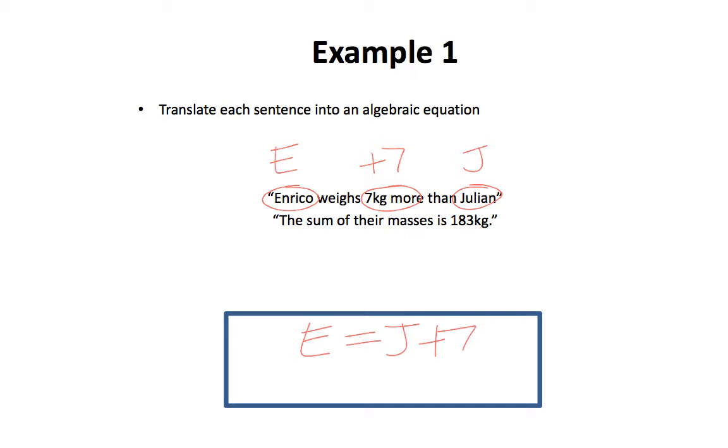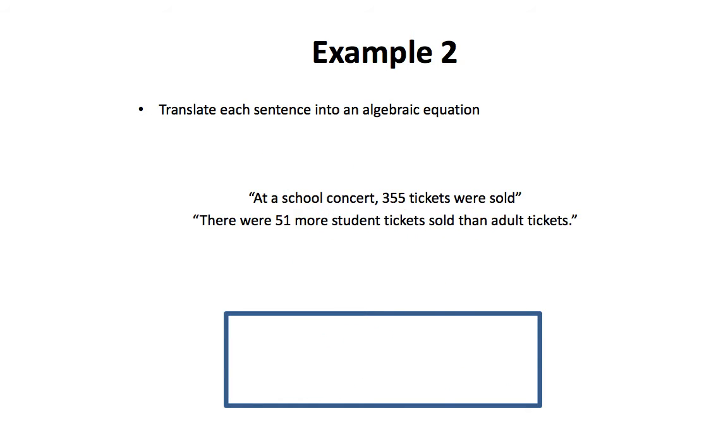Let's take a look at the second sentence. Sum corresponds to addition, and 183 kilograms is just 183. Since I've already represented Enrico's mass with E and Julian's mass with J, I can write the following. E plus J is equal to 183, which means the sum of their masses is 183 kilograms.